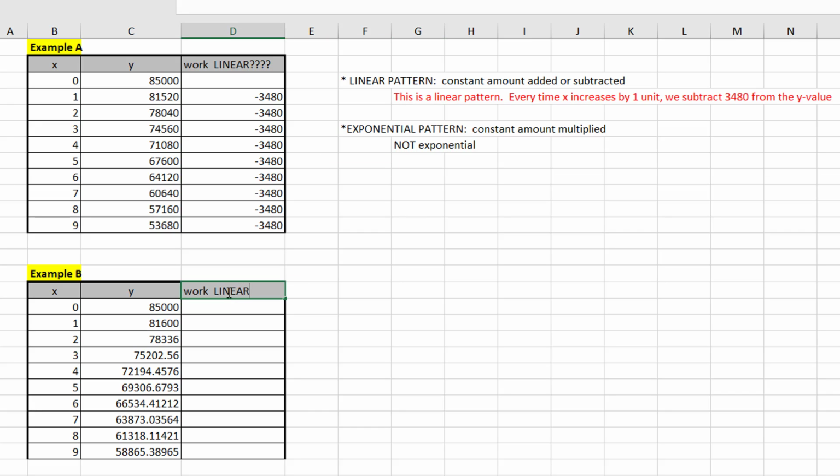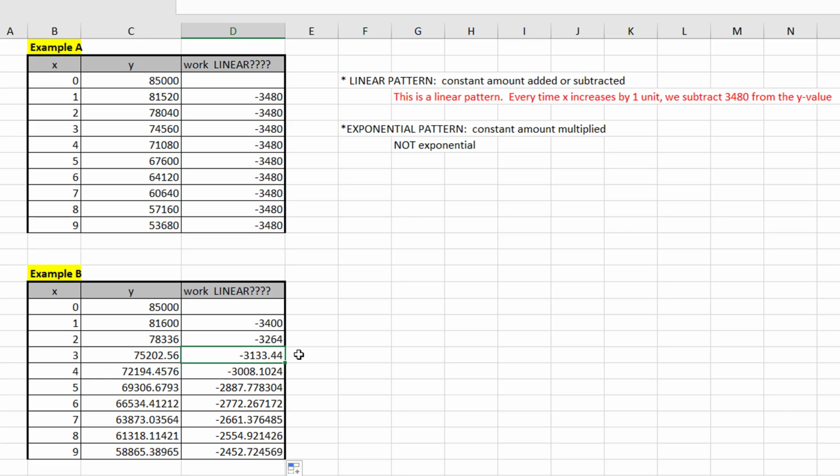So on example B, my first question is, is it linear? So let's try the same thing. I'm going to skip down to the second cell and I'm going to equal the second y value minus the first y value. And then I'm going to drag the formula down. Notice this time that I didn't get the same fixed number. What this is saying is when x increased from 0 to 1, y decreased by 3,400. But when x increased from 1 to 2, the y only decreased 3264, a different amount. When x increased from 2 to 3, the y only went down 3133.44.